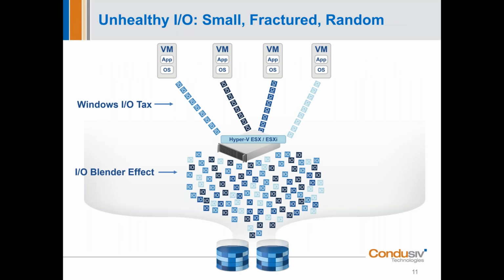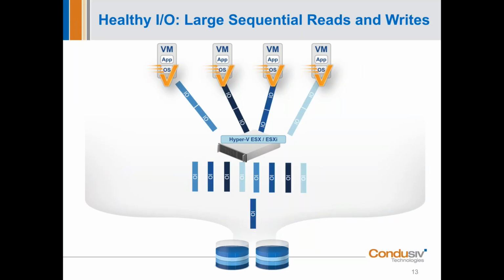By installing vSphere on all of your Windows virtual machines, you'll quickly change from this situation where you have small storage traffic that gets further randomized by a blender effect as it passes through the physical host to this, where the storage traffic is much more sequential and reduced, so that you can now actually get the performance that you paid for when purchasing your Hyper-V environment and its associated hardware.